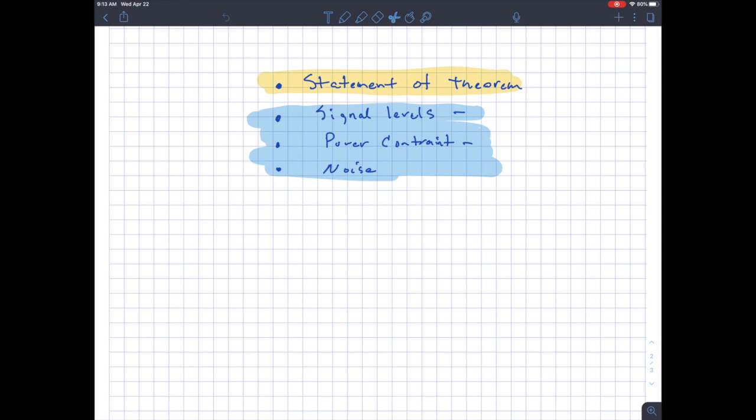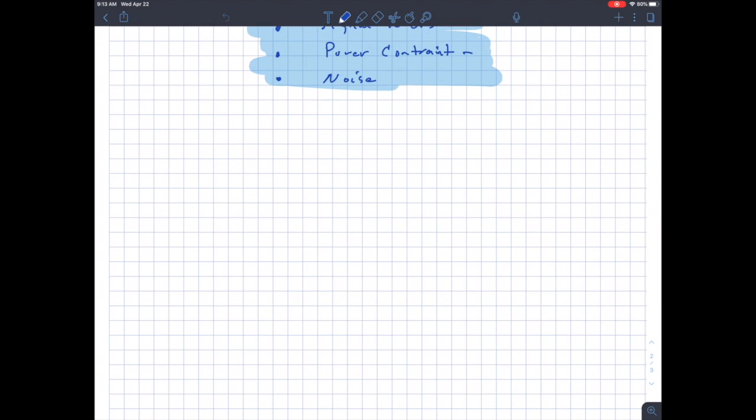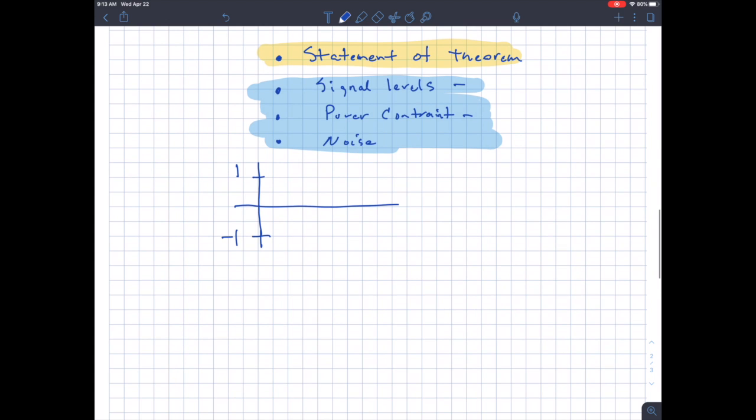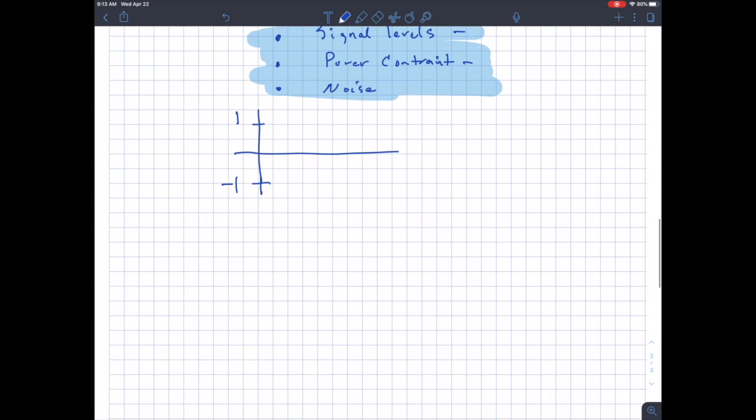Okay, so we're continuing this series on the channel capacity theorem, and what I wanted to talk about first was signal levels. For our 4PAM system, we're using 4 signal levels. We could have used just 2 signal levels, where we, for example, might have used a 1 and a -1. But if you use a 1 and a -1, that gives you a certain power level.